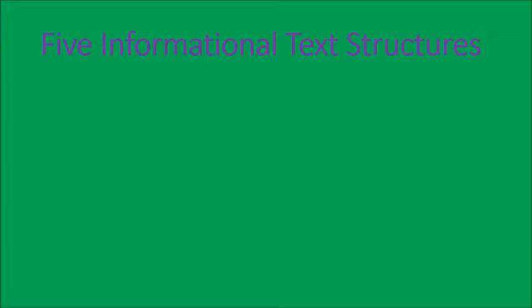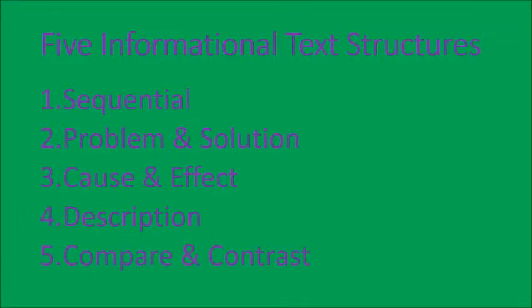So you have 5 informational text structures. First, you have sequential. Then you have problem and solution. You then have cause and effect, description, and last, compare and contrast. You might be a little familiar with some of these, but we're going to go into each one in a little more detail.